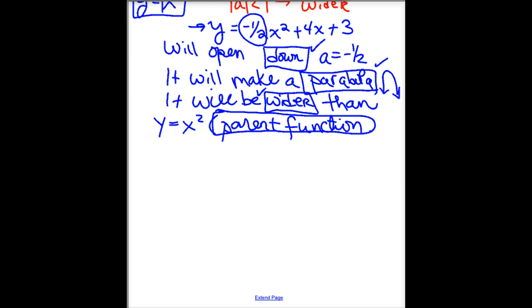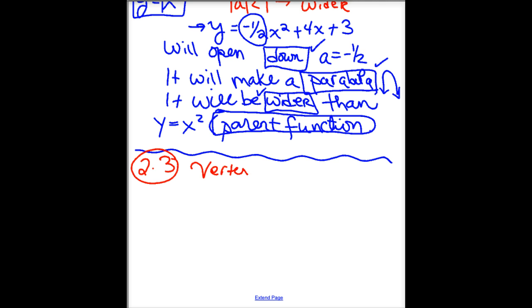All right, go ahead and draw a bar. Next up, you need to know how to find the vertex and the axis of symmetry. So open your notes to 2.3, finding the vertex and the axis of symmetry.